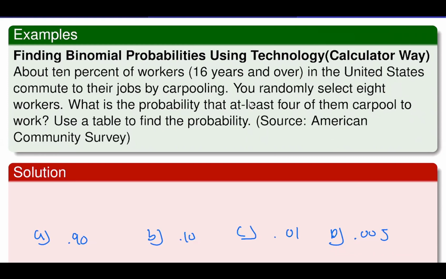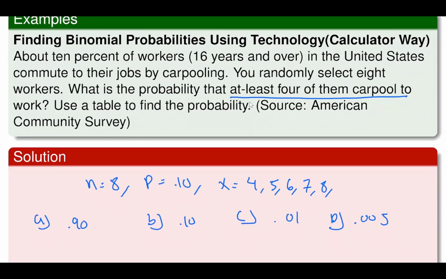All right. So for this one, you should have gotten N is equal to 8. You should have gotten that P is equal to 10%. And X, if you look at it, it says at least 4 of them carpool to work. So that means you want 4, 5, 6, 7, 8. And you stop at 8. So what you want to do is do that in class calc because you have multiple data sets, so you have a multiple range. So let's do this in class calc.